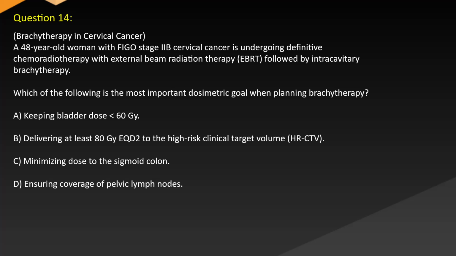A. Keeping bladder dose under 60 Gy. B. Delivering at least 80 Gy to the high-risk clinical target volume, HR-CTV. C. Minimizing dose to the sigmoid colon. D. Ensuring coverage of pelvic lymph nodes.